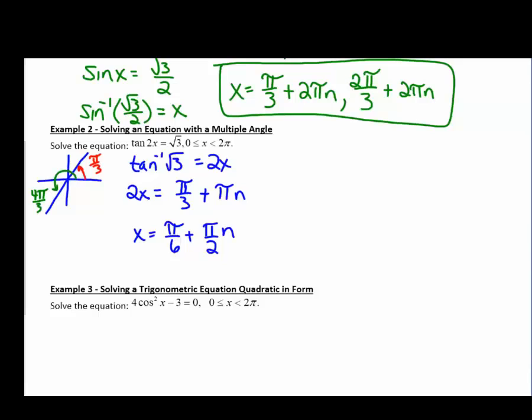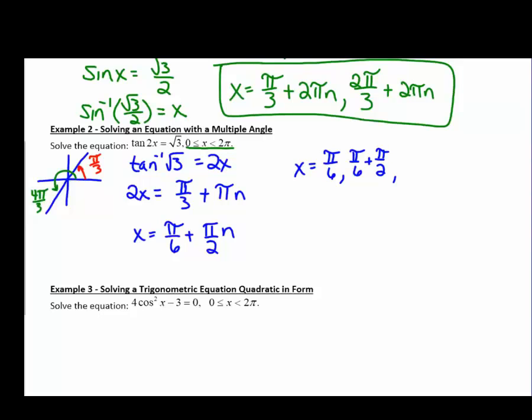So now I'm going to plug in integers for n so that I get all the possible angles that are between 0 and 2 pi, because remember in the original problem it wanted all the angles between 0 and 2 pi, not including the 2 pi. Okay, so when I plug in 0 for n, I get pi over 6. When I plug in 1 for n, I get pi over 6 plus pi over 2.